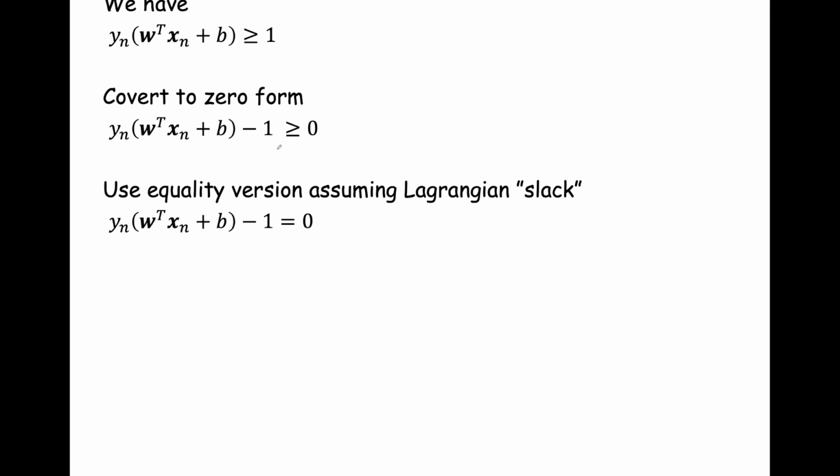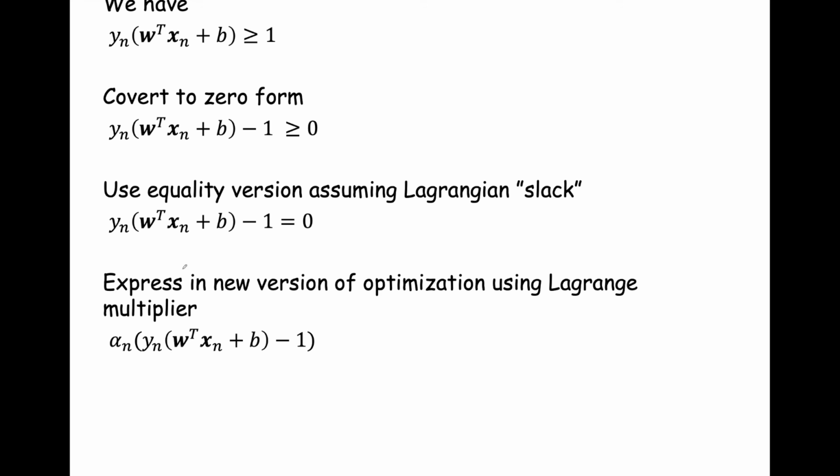So now what we're going to do is use the equality version instead of this inequality. For the closest point, we have equality, and we know because we subtracted 1, it's going to be equal to 0. Now, we use the equality version of this, and we're going to assume what we're going to call our Lagrangian slack. And so here, we're going to include a Lagrange multiplier, alpha, and we're going to have a one-to-one mapping between an alpha and each one of these in-sample points, xn.